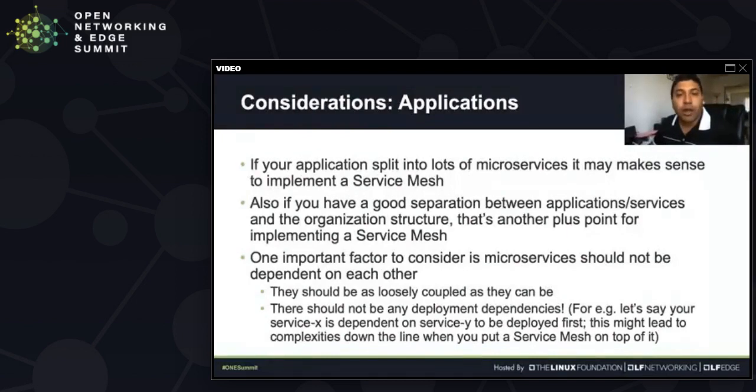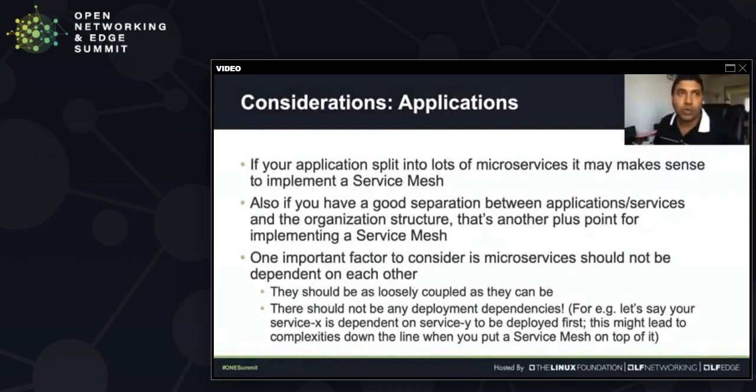If your services are not really loosely coupled with each other, it might not be a good idea to put in a service mesh, and not just from the technical point of view, but also from your organization structure point of view, right? If you have clear boundaries between your services and your organization structures, your departments, for example, it may be a very good plus point to put in a service mesh, because everything is very loosely coupled, even from the deployment angle. So that's another plus point. But then again, one of the key things, not just from the application architecture point of view, but even from the deployment point of view, right?